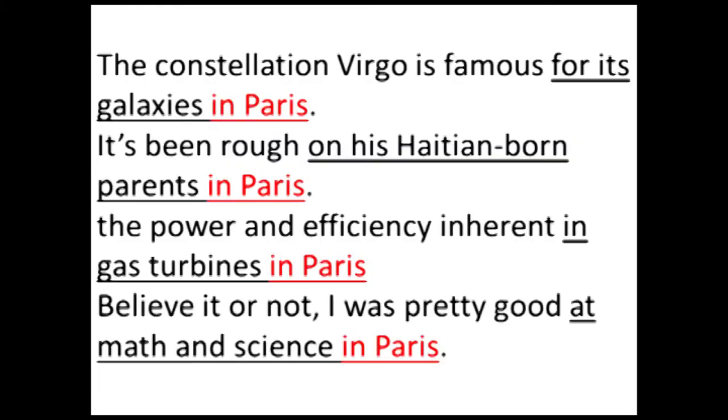Let me show you some prepositional phrases that are adjuncts, all right? These are not complements. These are adjuncts. The constellation Virgo is famous for its galaxies. Now here comes the adjunct, in Paris. It's been rough on his Haitian-born parents, in Paris. The next two sentences also, in Paris, can be added. It doesn't matter very much what's preceding it. In Paris is an adjunct. It can fit grammatically into any of these sentences. It doesn't need anything particular there to license it.